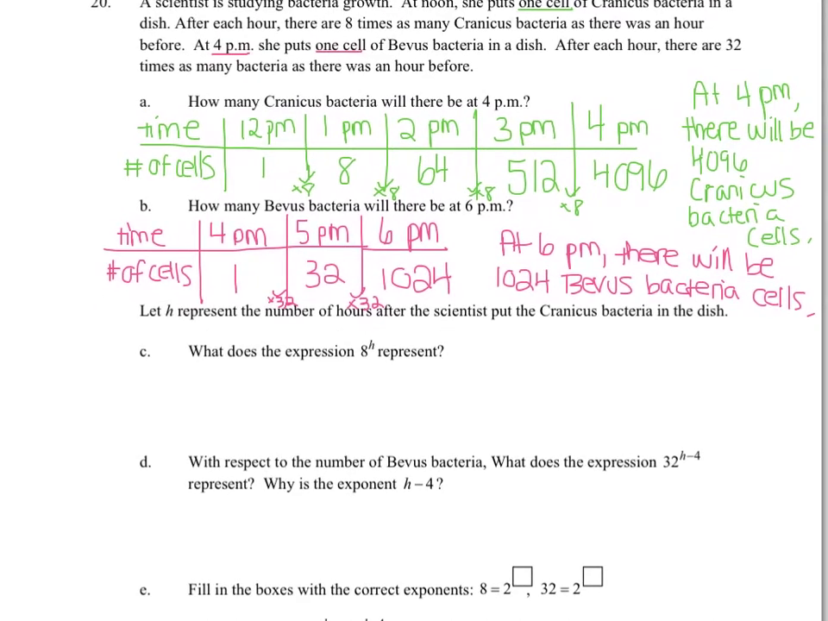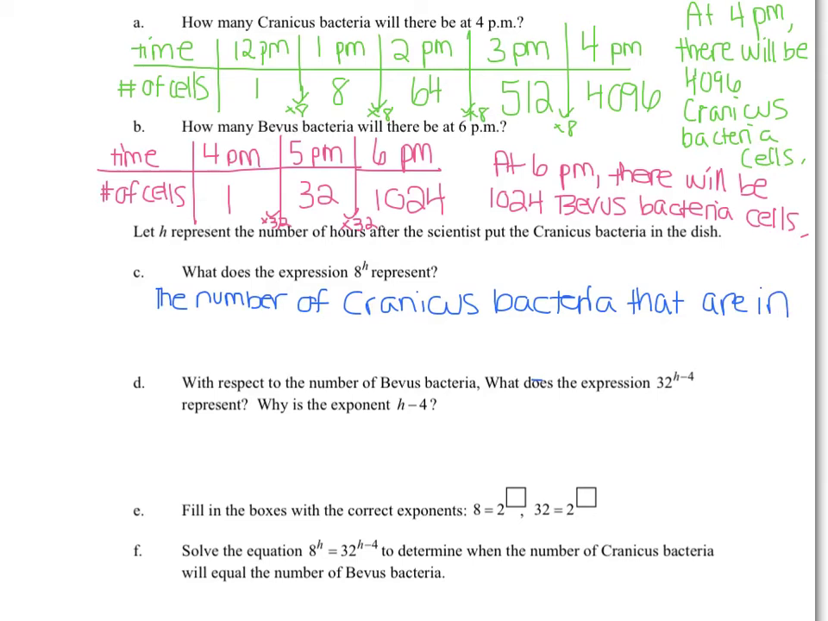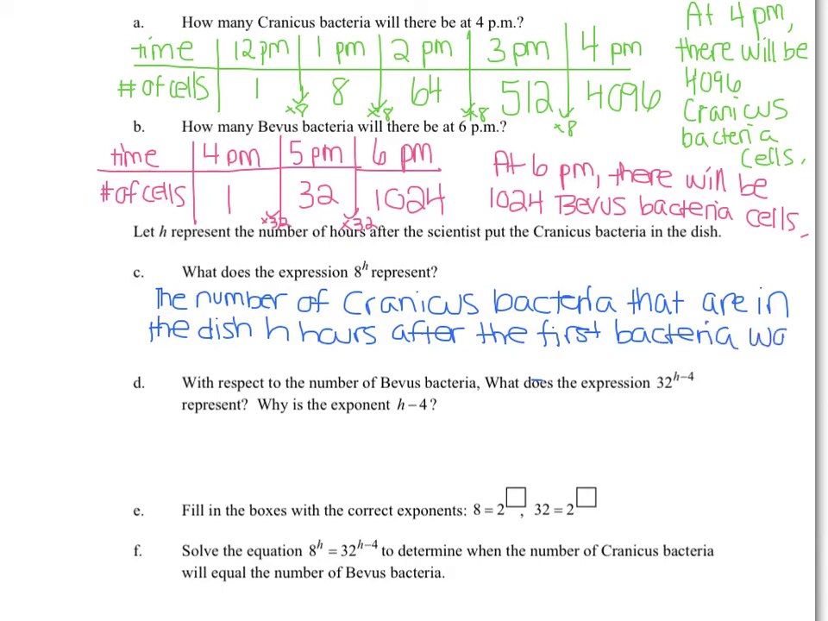All right. Now they're saying, let H represent the number of hours after the scientist put the Cranicus bacteria in the dish. What does the expression 8 to the power of H represent? Well, we know that 8 is our rate of growth and H is the number of hours. So what it represents is the number of Cranicus bacteria that are in the dish H hours after the first bacteria was put in the dish.